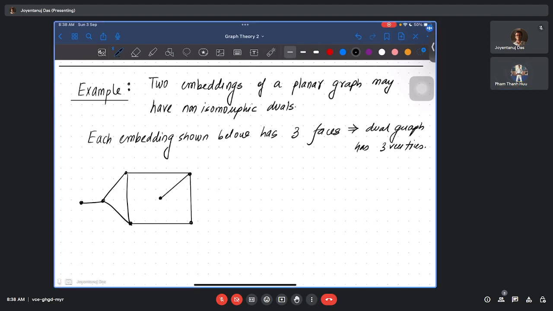So this is a planar graph, right? And what are the faces? So this is one face, this is one face, and this outside is one face, right? These are the three faces. So I can draw the same graph in a different way. I can draw like this. These are the four vertices, and I draw them inside.